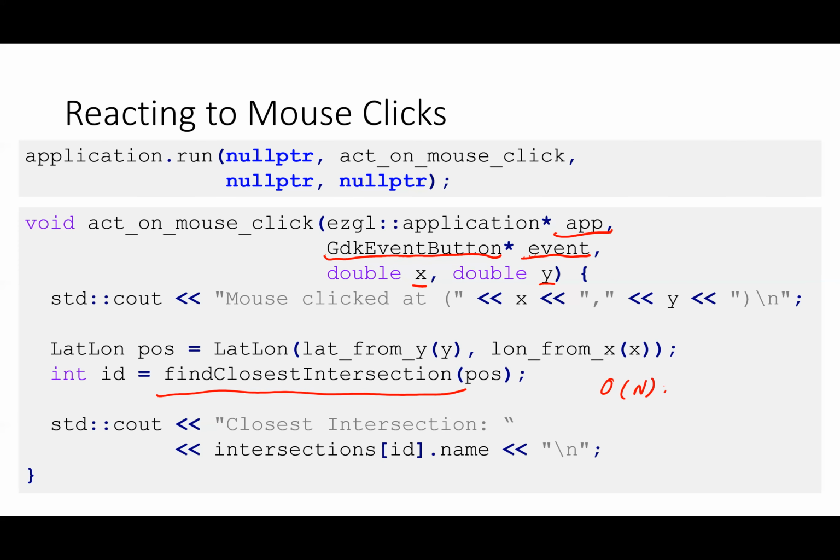Okay, so I now know I found my intersection, I printed it out, but I'm supposed to do more. I'm supposed to highlight this in the graphics. How am I going to do that? So what do you think? What should I do now to highlight this in the graphics? Any ideas? Okay, so let's say I want to draw it in red. Whatever intersection you clicked on, I want to draw that one in red, all the other ones in black. What should I do to make that happen?